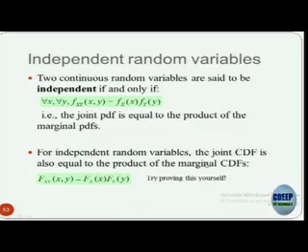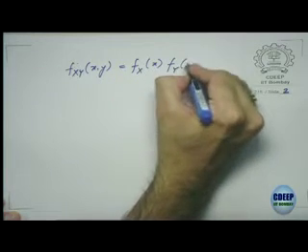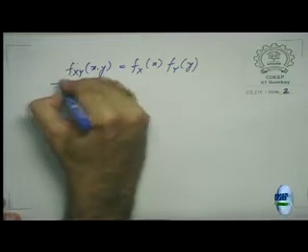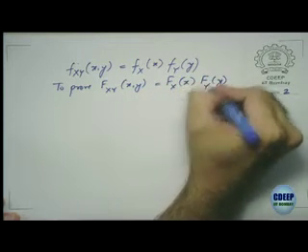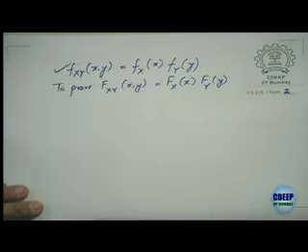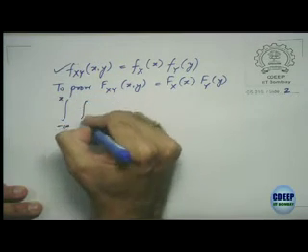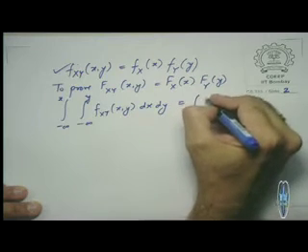Starting from this definition, I can prove that the joint CDF will also factor out into the product of the individual CDFs. So F_XY(x,y) is F_X(x) F_Y(y). Can you prove this? Maybe we should prove this. So we've got this to begin with. And what do I have to prove? So what am I going to do? I will integrate both sides of this equation, from minus infinity to x and minus infinity to y, of f_XY(x,y) dx dy, equal to the integral with the same limits of the product.